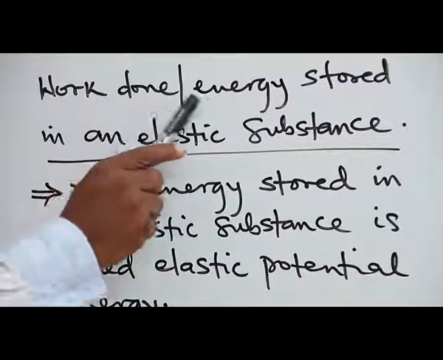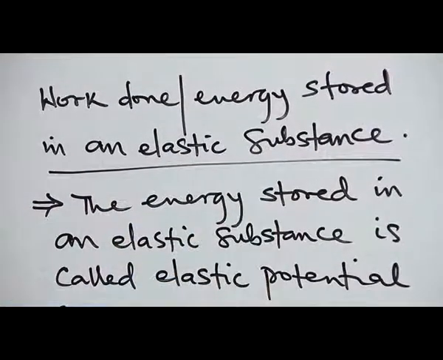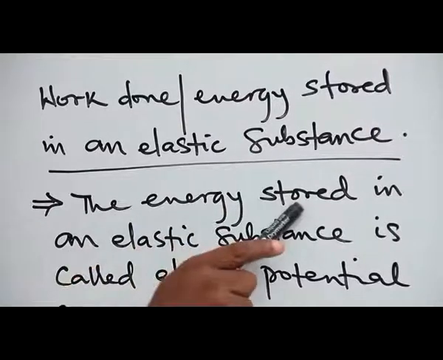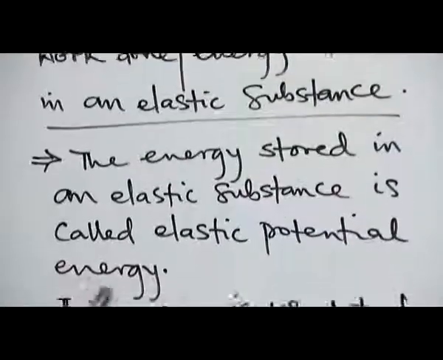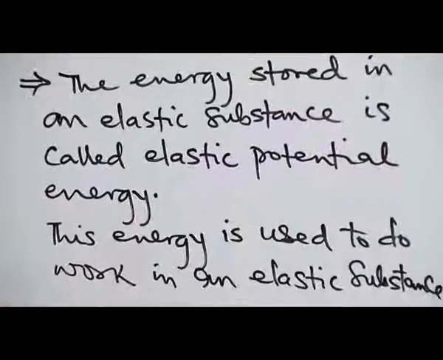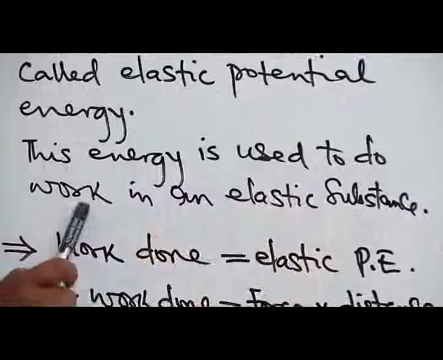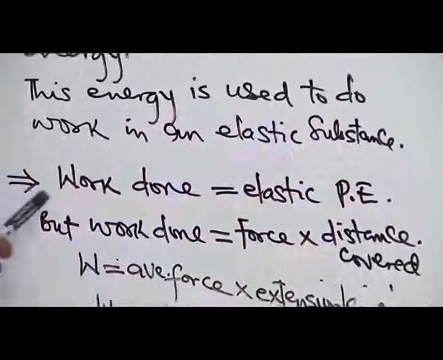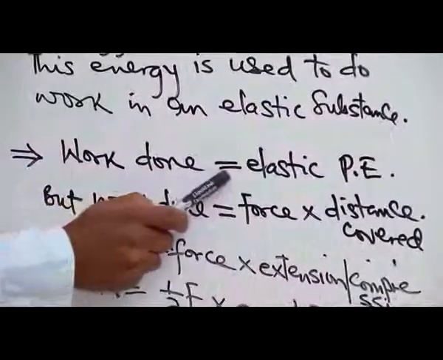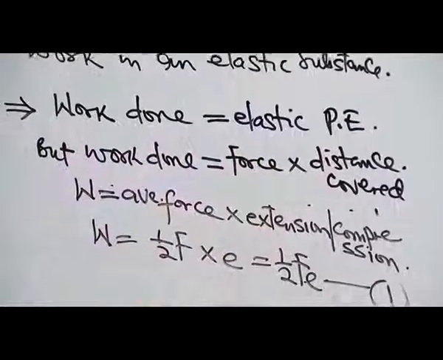Work done and energy stored in an elastic substance. The energy stored in an elastic substance is called elastic potential energy. This energy is used to do work in an elastic substance. The work done is equal to the elastic potential energy.